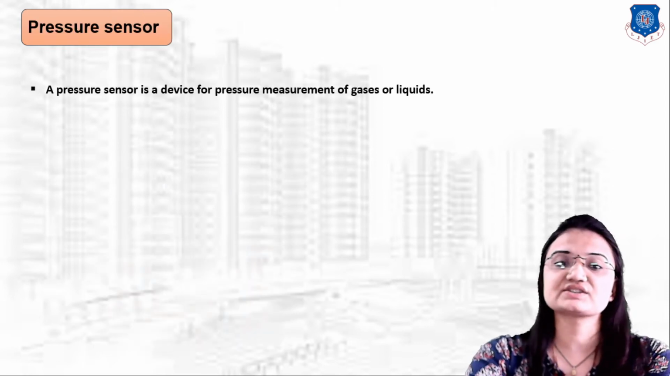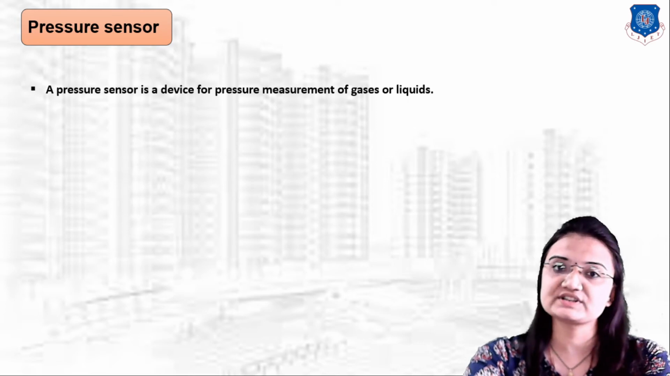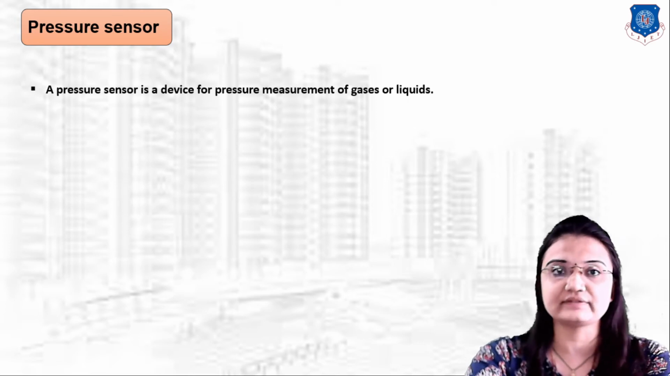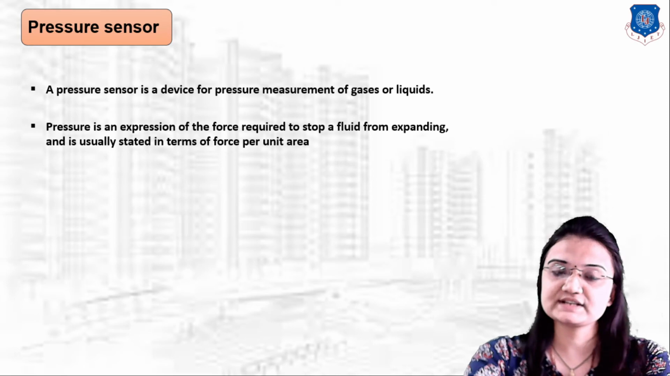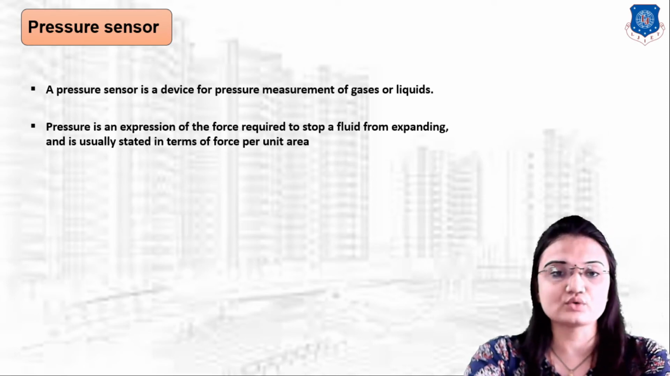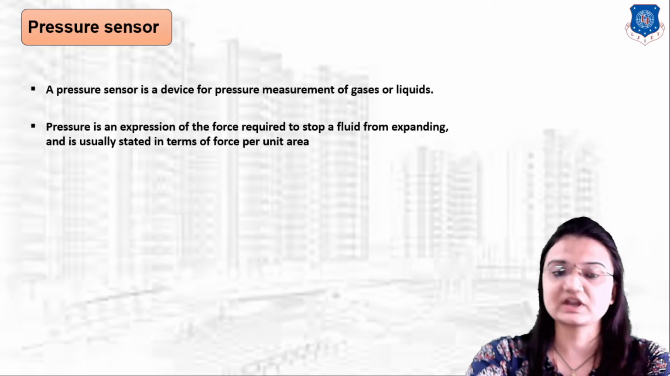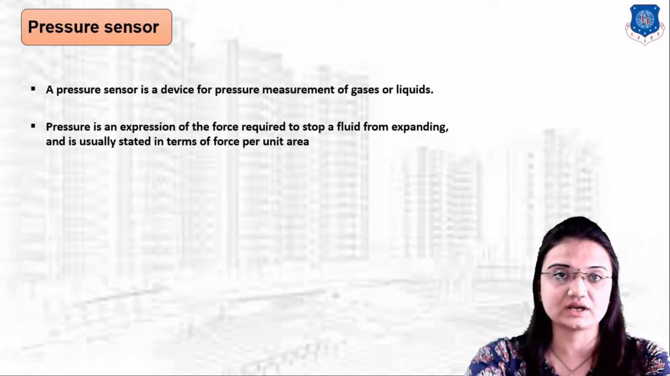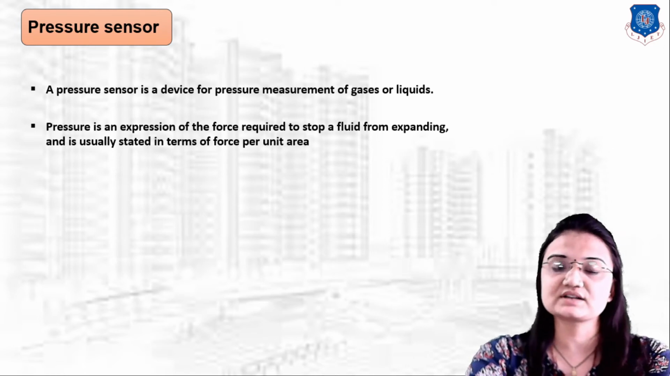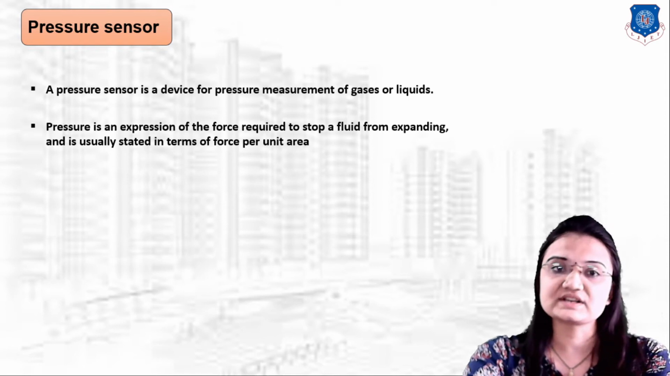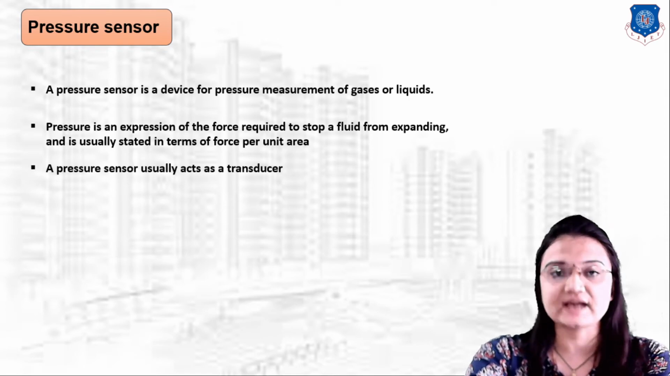Now our next sensor is the pressure sensor. A pressure sensor is a device for pressure measurement of gases and liquids. Pressure is the expression of the force required to stop a fluid from expanding, and it is force per unit area. So a pressure sensor is generally used to measure the pressure of gases and liquids.